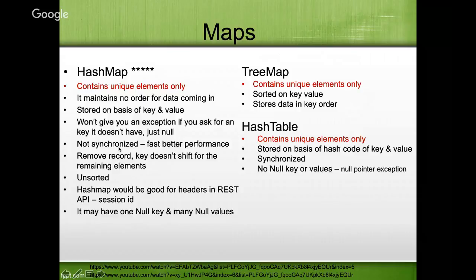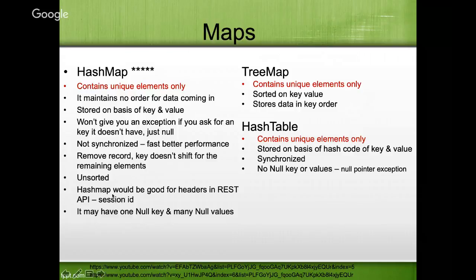It's not synchronized, so it gives you faster performance. If you remove a record, the key doesn't shift up for the remaining elements. So say you had a list of 1 through 10 and you took the number 6 out, it isn't going to shift 7 through 10 to be in order again. The 7 will remain 7, the 8 will remain 8, and so on. So the hash map is unsorted.